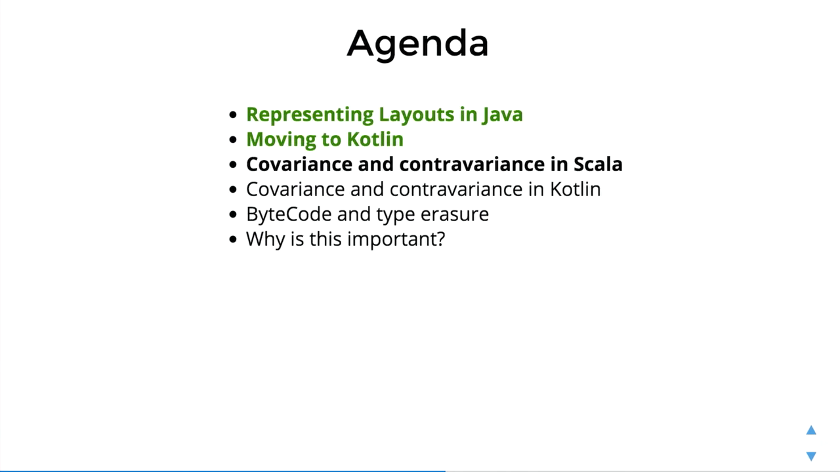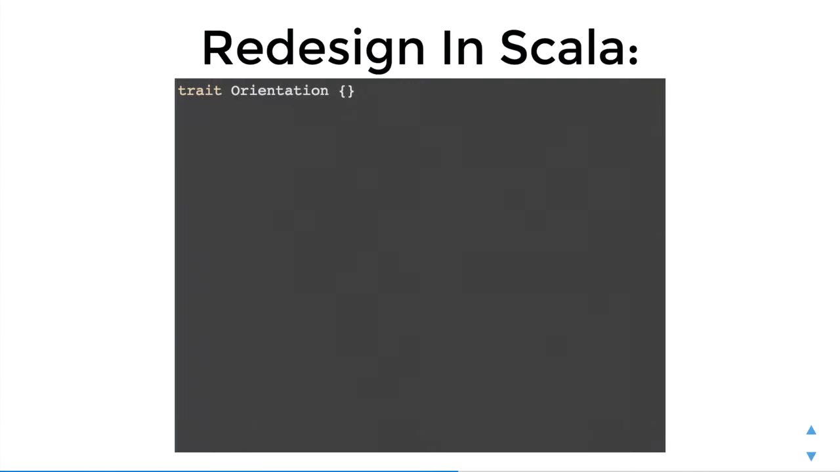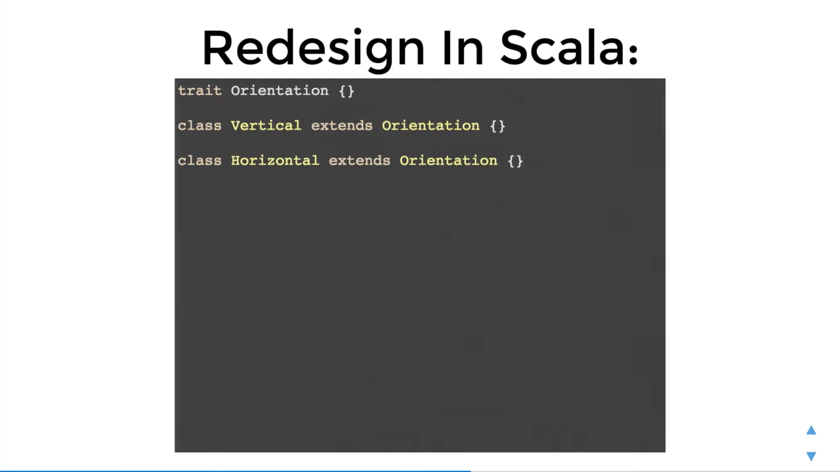I am a big Scala fan, I've been learning Scala for a while. And the way I would implement such a thing in Scala would probably be something like that. I would come up with a trait called orientation. And then, again keeping the same design, having vertical and horizontal as concrete classes that actually implement this trait.